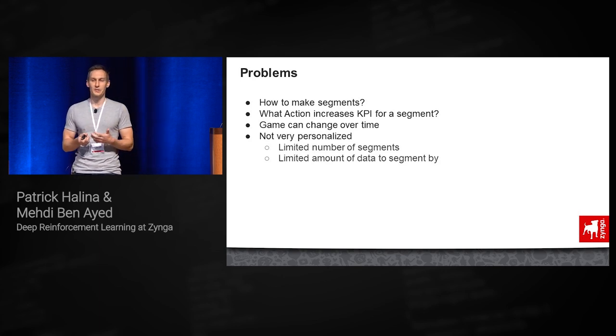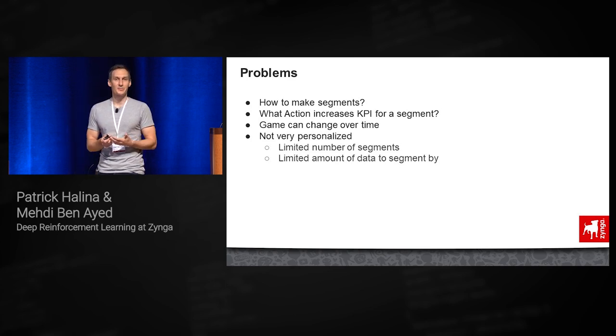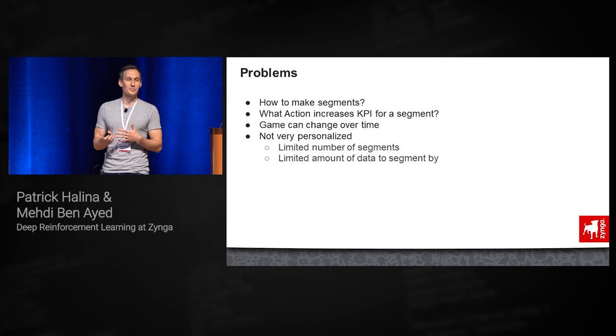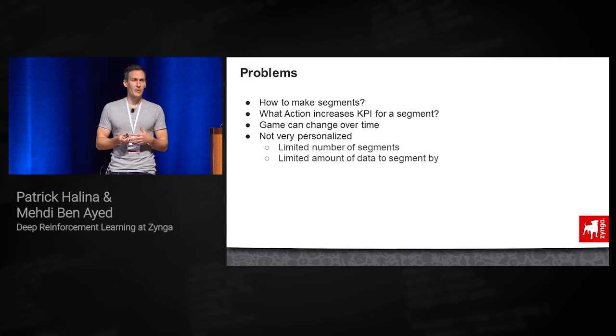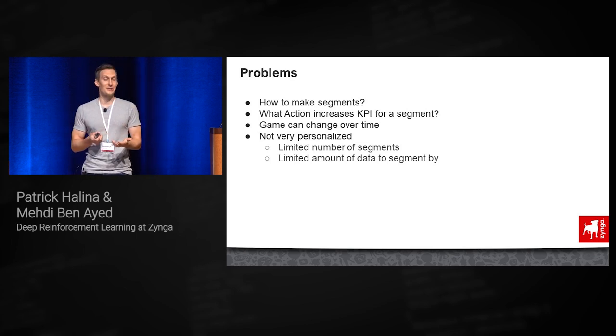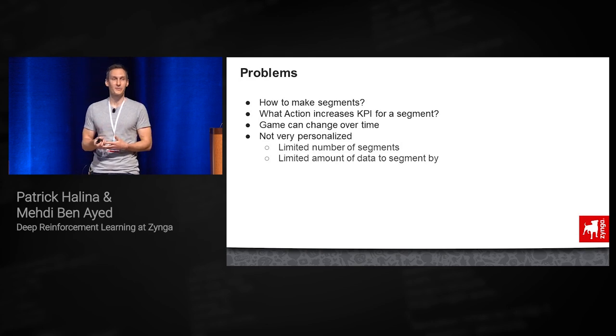There's also some problems and some limitations with this. So it's not very obvious how do you make your segments. Some applications or some variables maybe have more human intuition than others. But once you do have your segments, it's also a bit difficult to know what action is actually going to increase the KPI you're measuring. So this is something where you have to manually tweak and test and run A-B tests for a while to figure it out. But not only that, once you've gone through all that trouble, you have your segments and you have your actions, the game or the player behaviors can change. And then you kind of have to go through this process all over.